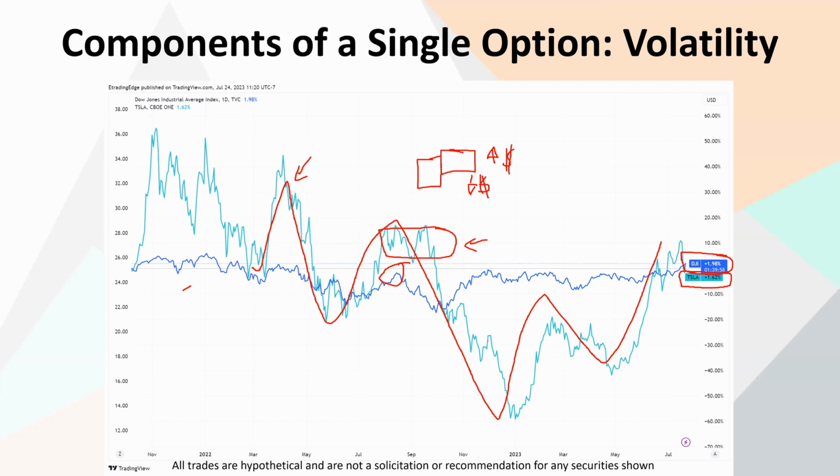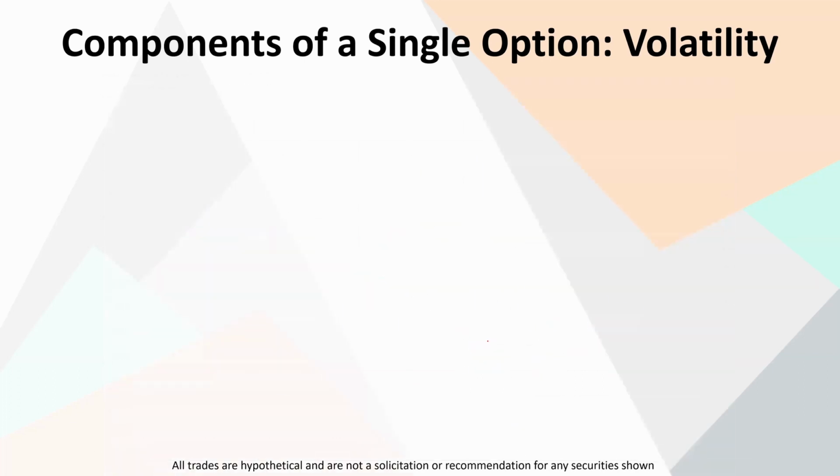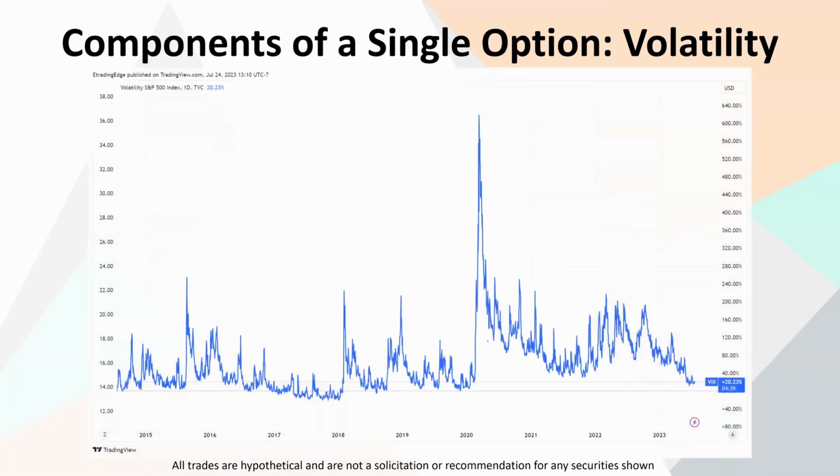Now, nothing is linear in options. There are definitely exceptions to this, but we're just talking high level before someone jumps on and says, hey, you're saying something wrong here. But there are exceptions. I'm aware of that.